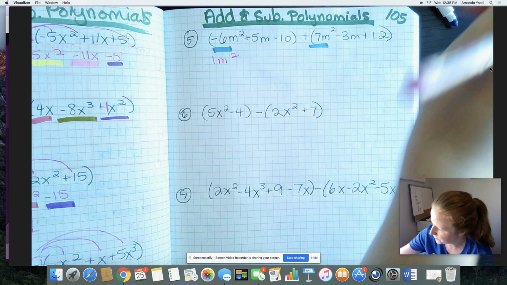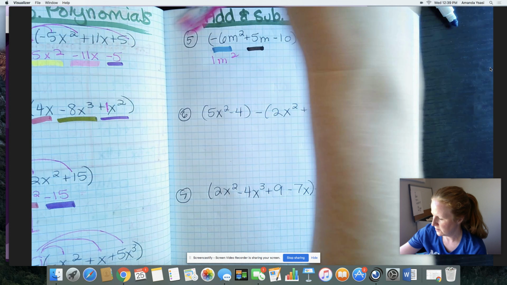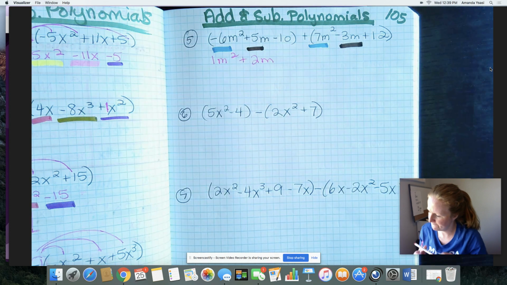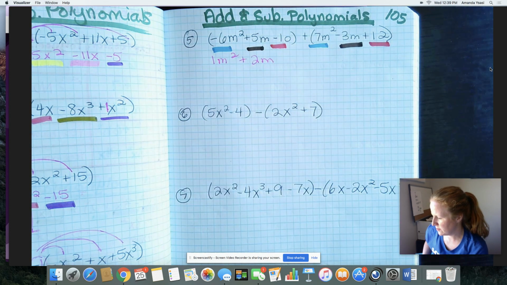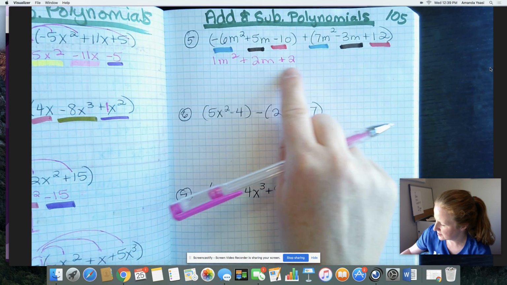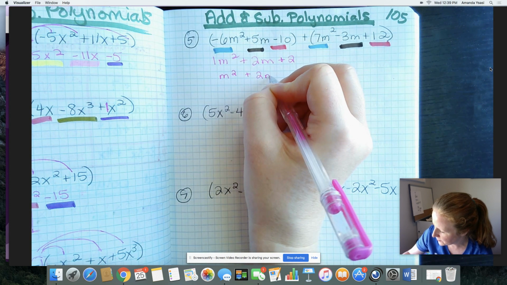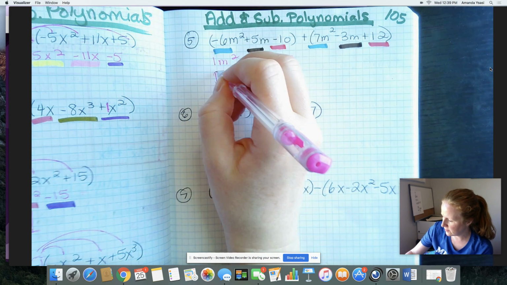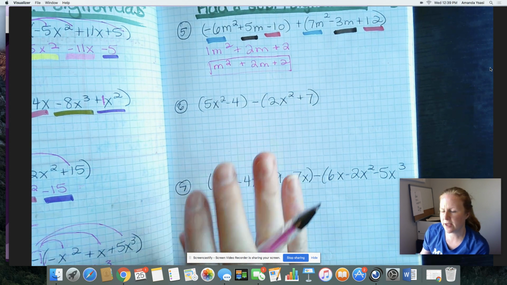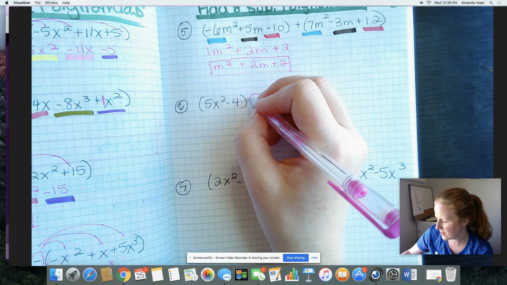m squared plus 2m, negative 10, positive 12, plus 2. It's in descending order. I don't have to put that 1 there. I could just put m squared plus 2m plus 2. Either answer is correct. Okay, let's look at the next one. If you haven't already, go ahead and do that one. Pause it so that you can try it without me, and then come back.